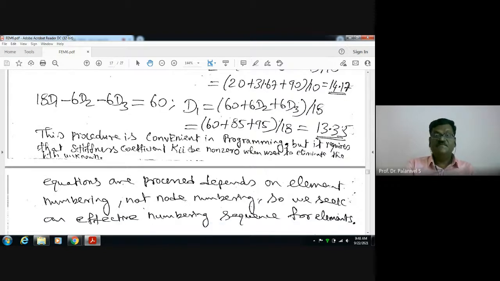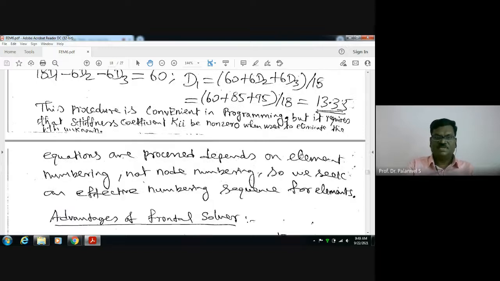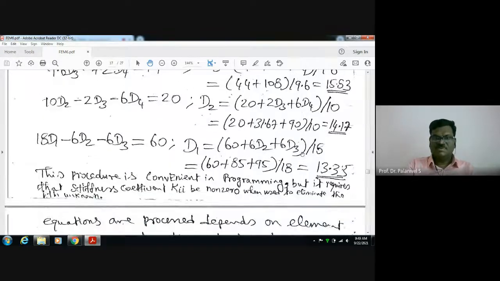This procedure is convenient. This is a fixed procedure, because we are using this K, the equation row 2 to be multiplied by K21 by K11, as I said, no. All these procedures are easy. This procedure is convenient in programming. It's easy to program. But it requires that the stiffness coefficient K be non-zero. Already the stiffness coefficient K is non-zero only. That is the property of the global stiffness matrix, that we know, when used to eliminate the unknown. Okay, so I have explained this method. That's all. This method is over now. So the Gauss elimination method is explained. So we have determined the unknowns, right?